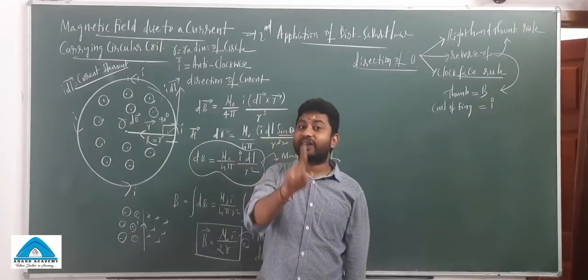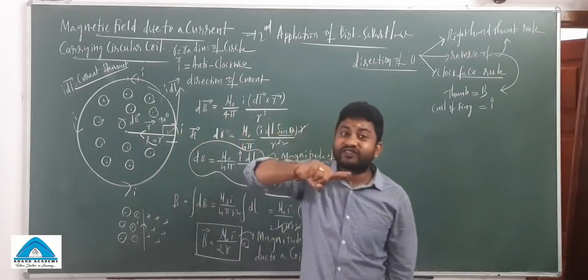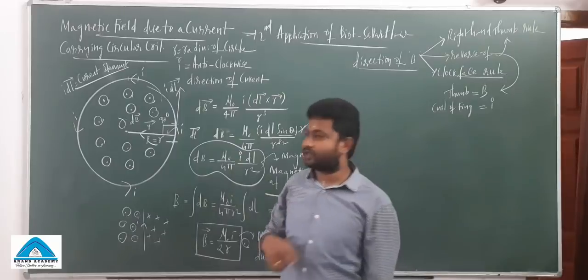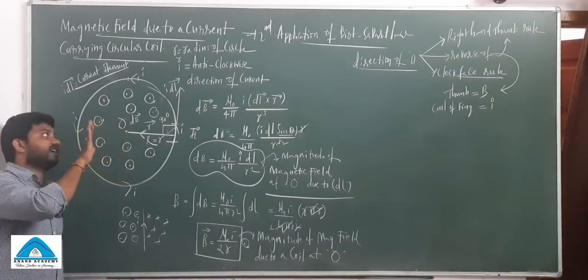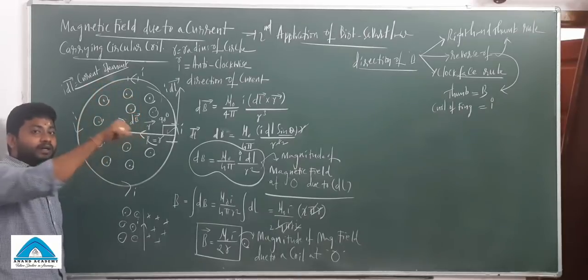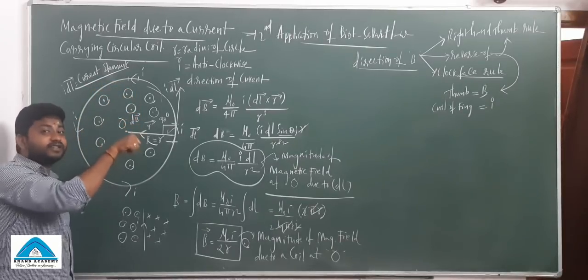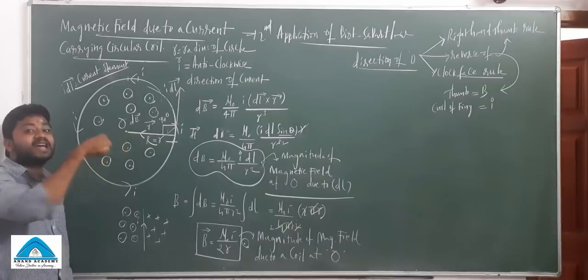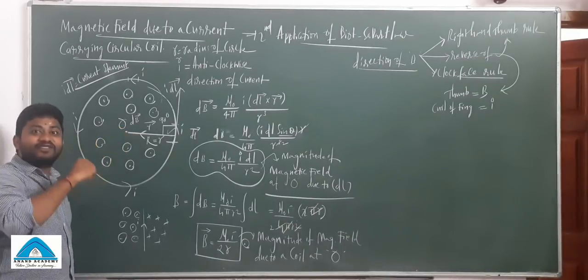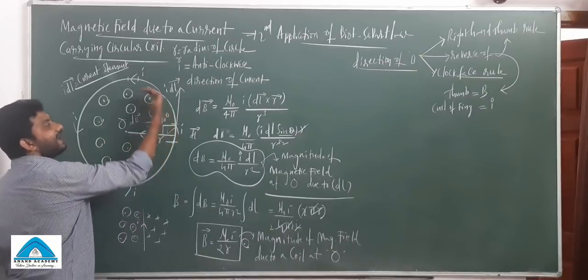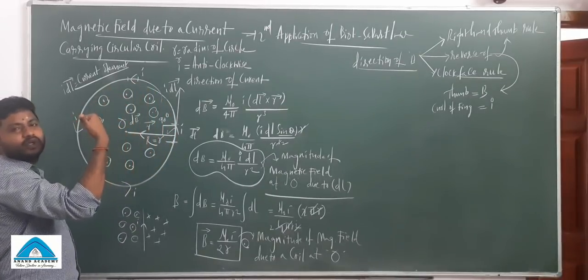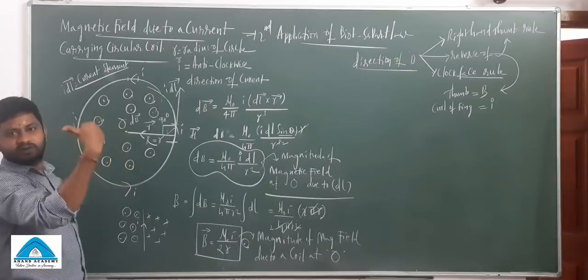Clear? For example, in this case, if the direction of current is clockwise, look here. If this is the direction of current, see my curl of the fingers, I am keeping it clockwise, and the thumb is giving you the direction of field lines into the plane. If the current direction is clockwise, the field is into the plane; here the current direction is anti-clockwise, so my thumb is giving you the direction of magnetic field lines out of the plane.